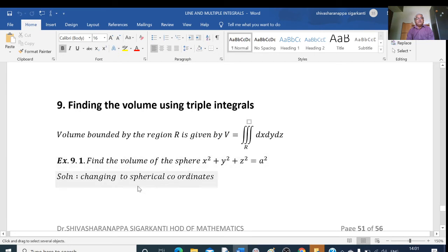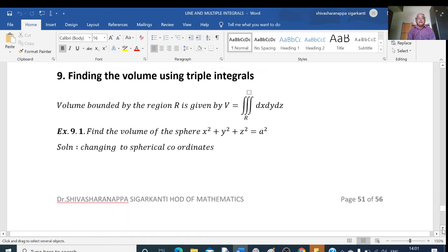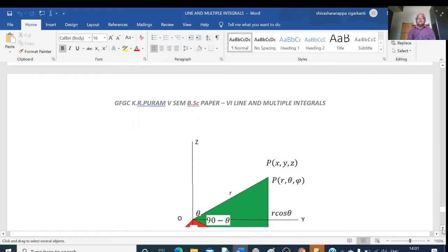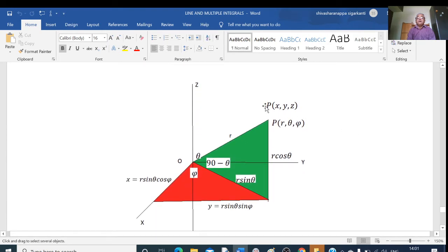But here what I do is I'll change into spherical coordinates. In Cartesian coordinates we represent a point P by x comma y comma z. This can be represented by r, theta and phi, where r is the length if I join O to this point P. This is the radius vector, and this makes an angle theta with the positive direction of the z axis.